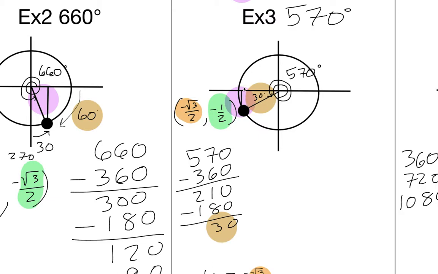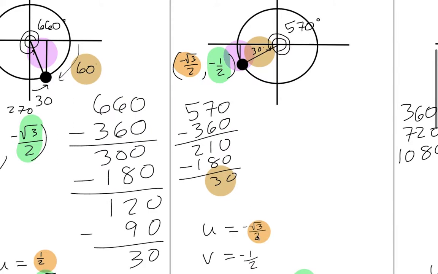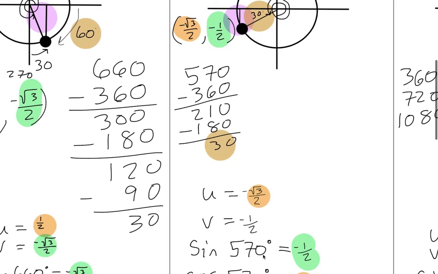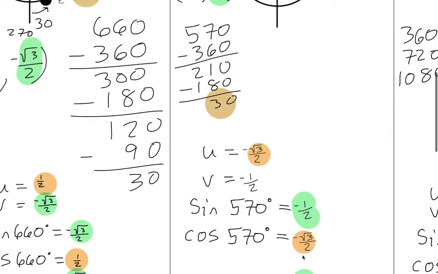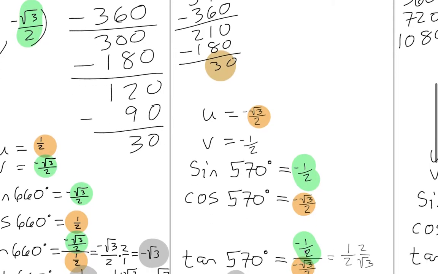This is a 30, 60, 90 triangle, so then I know the short side is going to be 1/2, and the long side is going to be square root of 3 over 2 in the negative direction here along the u axis. So u is negative square root of 3 over 2, v is negative 1/2. You can take the sine of that. This should be green right here, negative 1/2, and the cosine is orange, negative square root of 3 over 2.